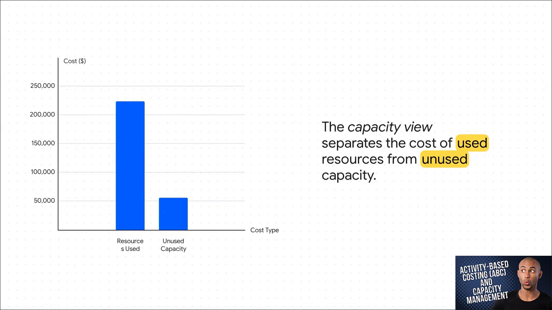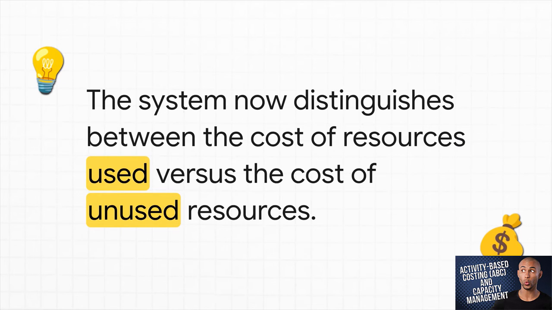$224,000 of it was the actual cost of the work you did, processing those 4,000 orders. But that other $56,000, that's not part of the cost of an order at all. That is the separate, distinct cost of your unused capacity. And this is the most crucial part. That $56 cost per order isn't just a better number. It's a totally new lens to see your business through.